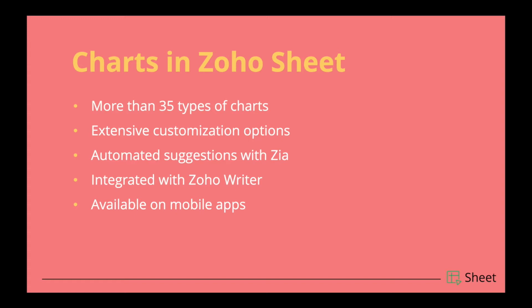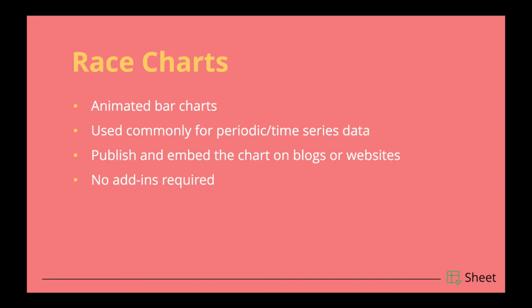Charts in Zoho Sheet are also integrated with Zoho Writer, that is an online word processing application. So you can simply copy and paste charts from Zoho Sheet to Writer, and you can also choose if you want the chart to update as and when the data in this specific spreadsheet changes. And finally, you can also visualize your data on the go using your smartphones or tablets with Zoho Sheet available for iOS and Android. Now coming to the topic for today's session, race charts.